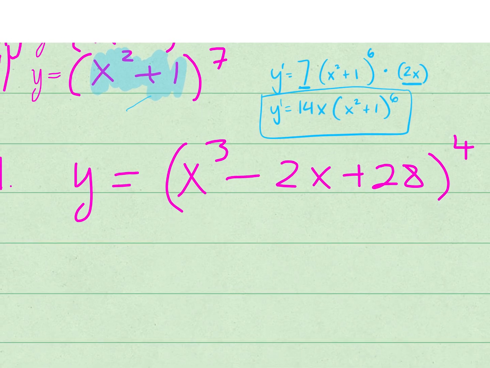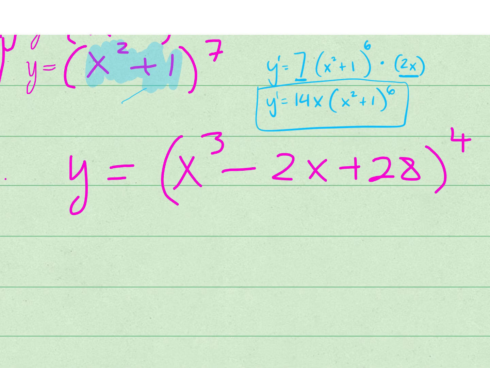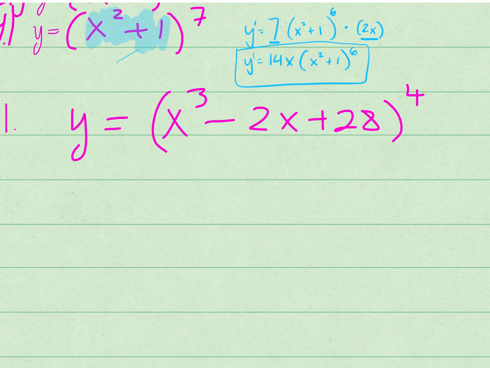All right, example 1. So we have to use our chain rule here. We're going to take the derivative of the outside. What would our derivative of the outside be? 4. You can call it u, but we're just going to replace the u with what's in the inside. So the inside stays the same. x cubed minus 2x plus 28 to what power? To the 3rd power. Times the derivative of the inside. What's the derivative of the inside?